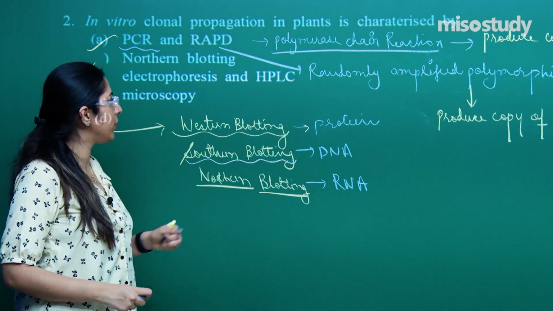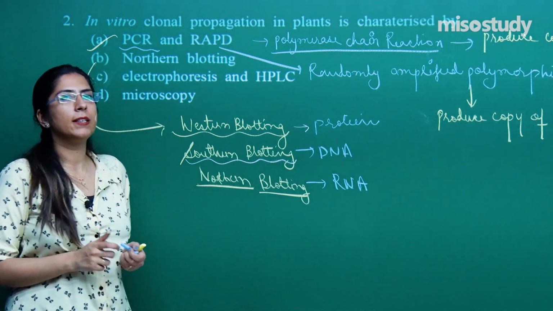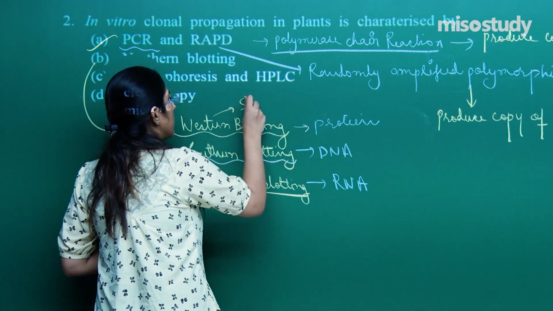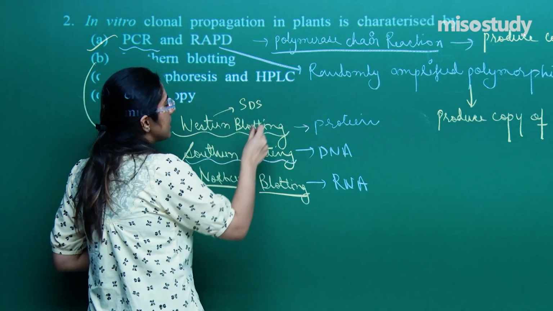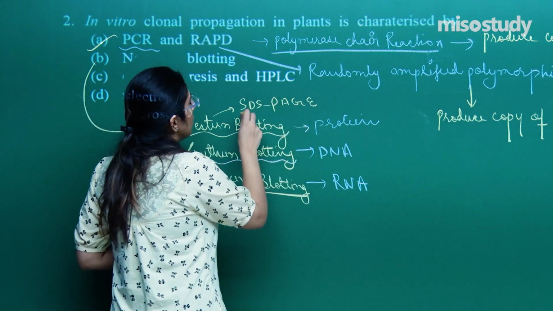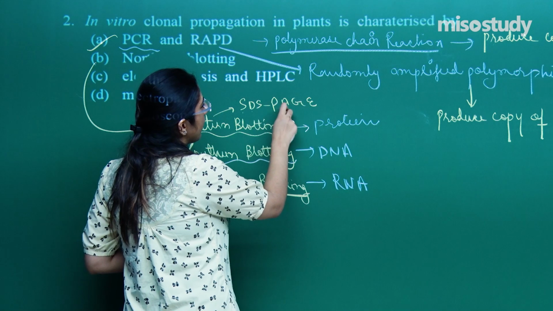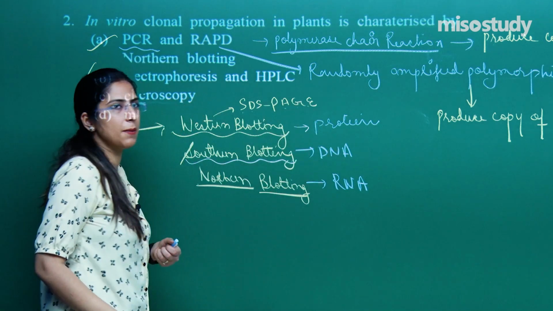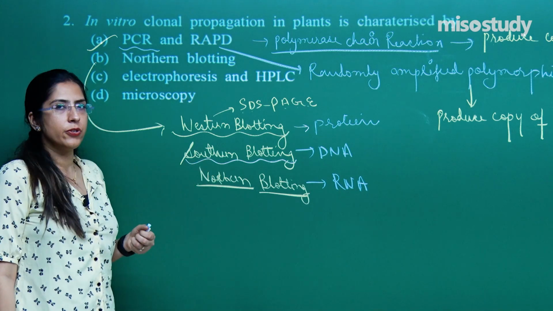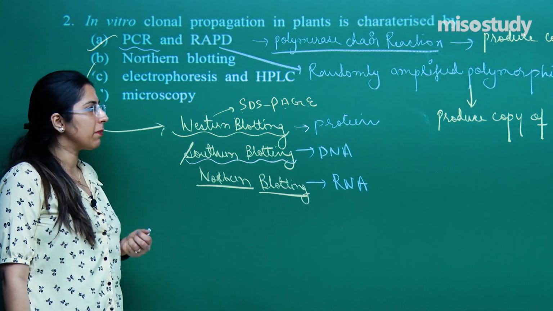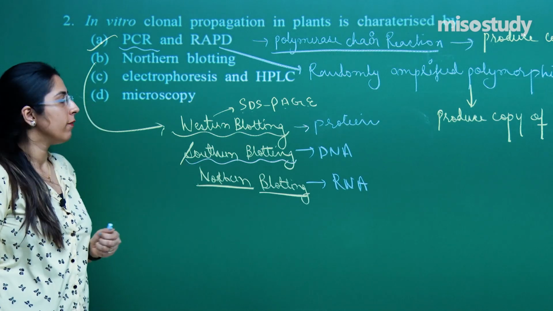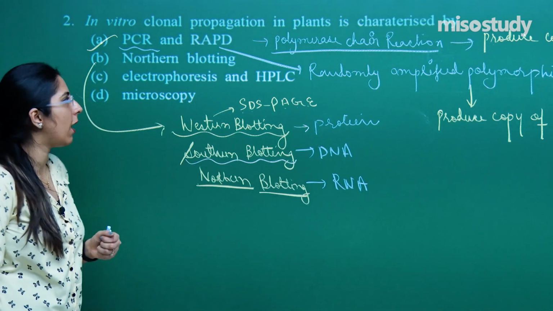Western blotting is for proteins, for protein purification. In this case, SDS-PAGE is used, that is sodium dodecyl sulfate polyacrylamide gel electrophoresis. The protein separation is done by this method. Southern blotting is used for the separation of DNA fragments. Similarly, for RNA, mRNA, we use northern blotting. So, this you have to remember.